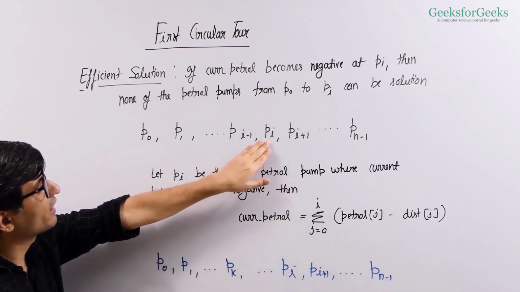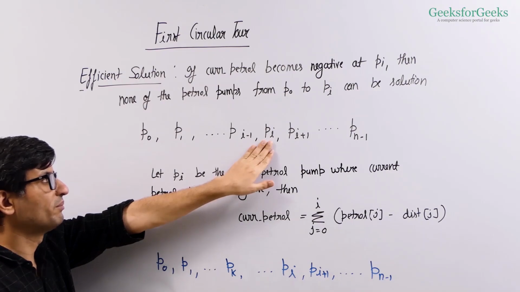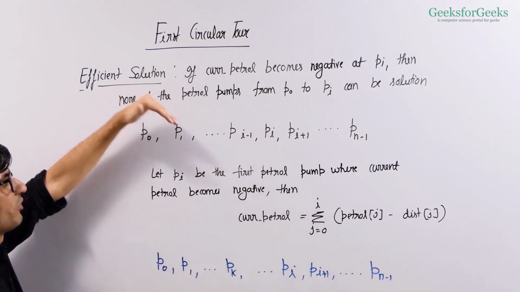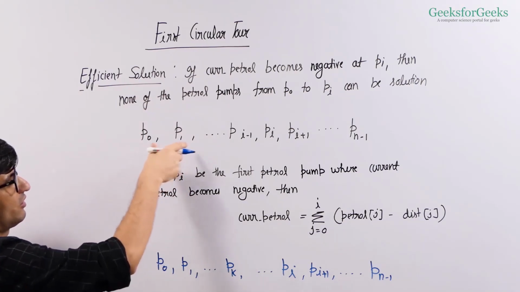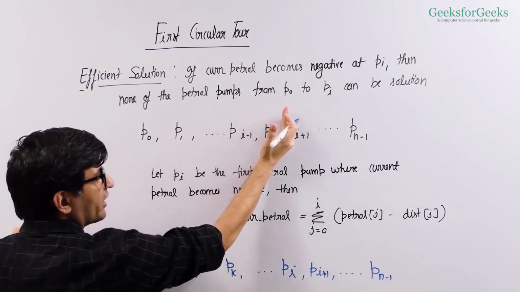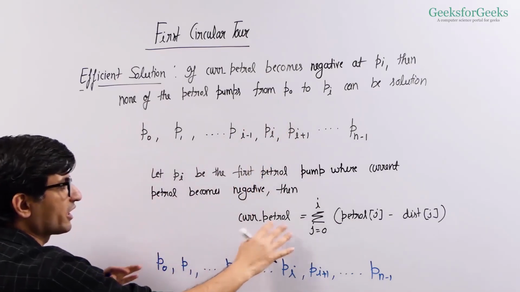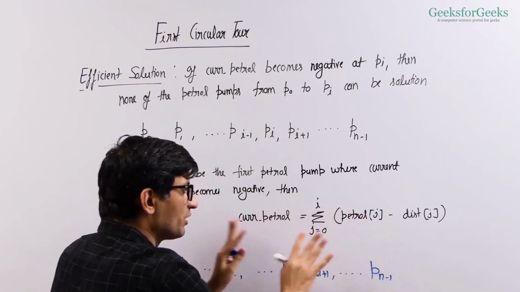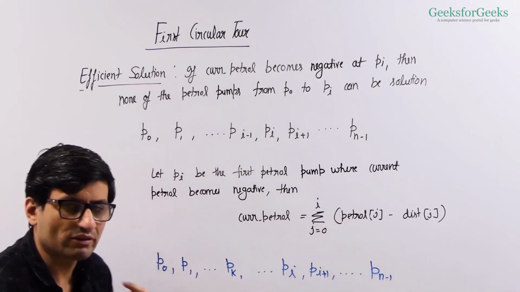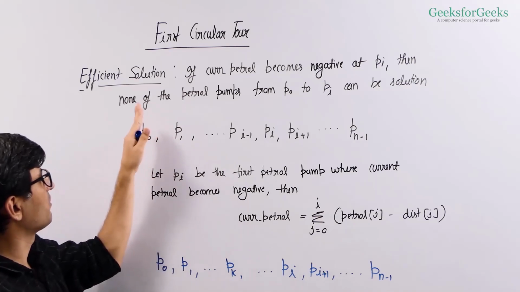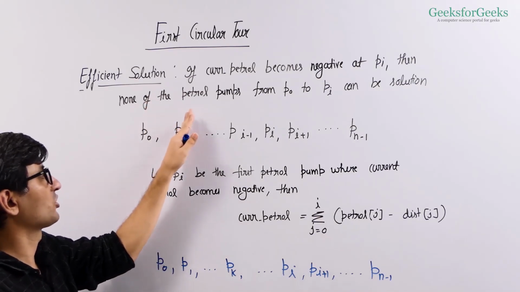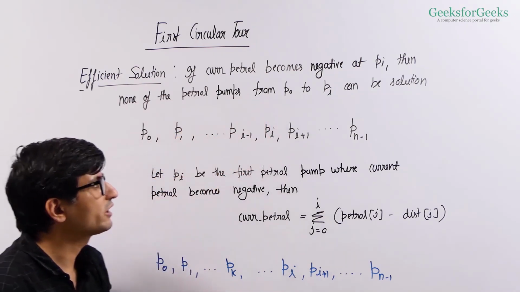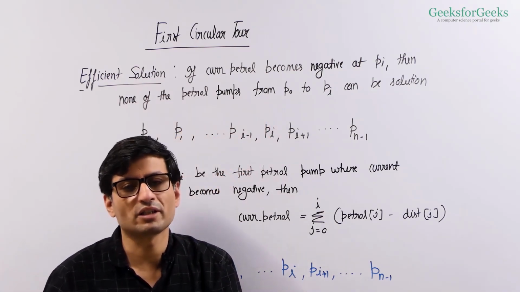So when we are saying that Pi is the first point when current petrol became negative, what it means is the current petrol must have been positive at all points. So if you take any prefix of this array, from P0 to Pi, and if you compute this current petrol from j equal to that prefix index, you will always have positive or 0 value. You will never have a negative value. So current petrol till P0 is positive or 0, current petrol till P1 is positive or 0, and till Pi-1 also it's positive or 0. It became negative at Pi.